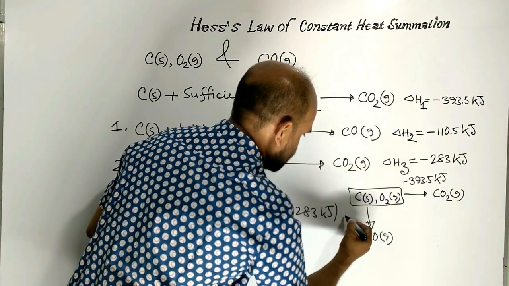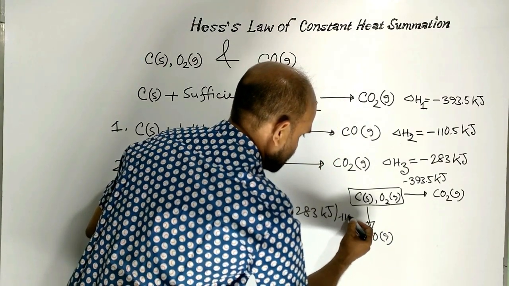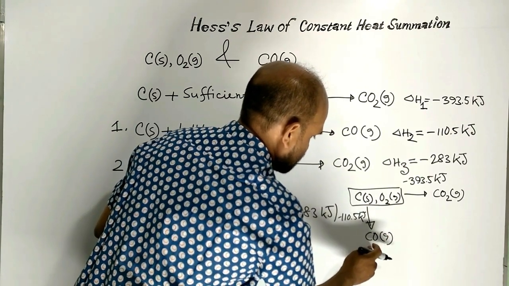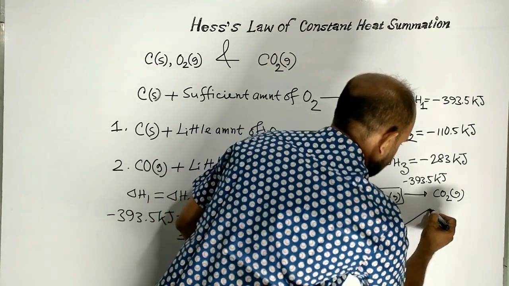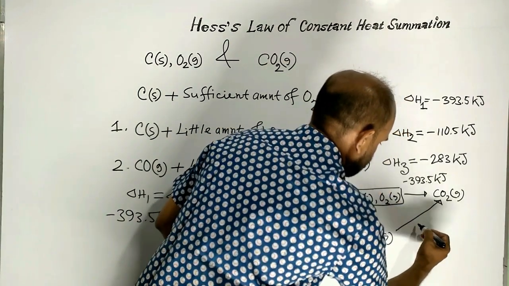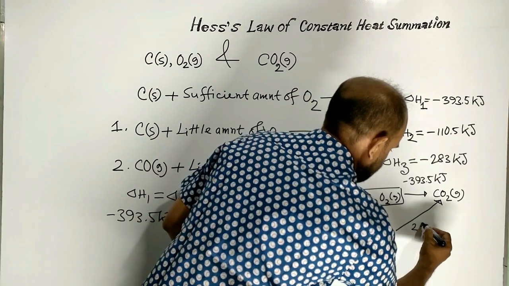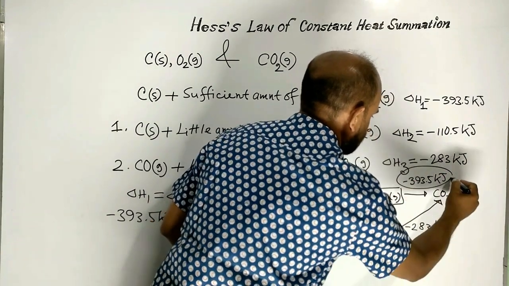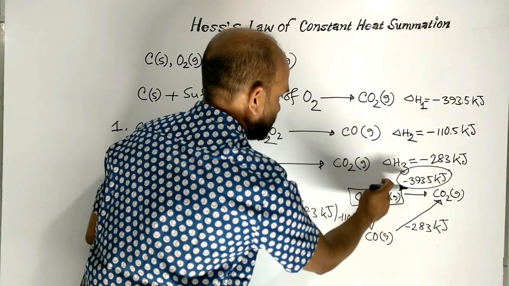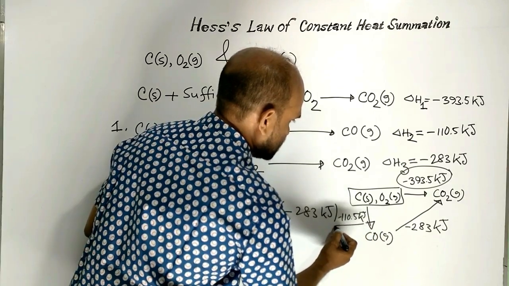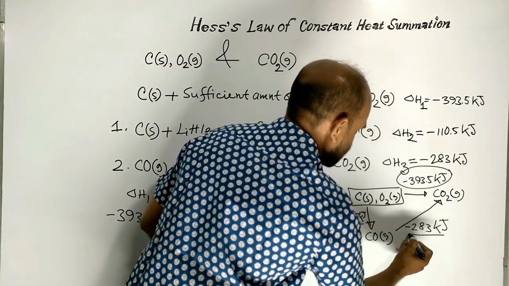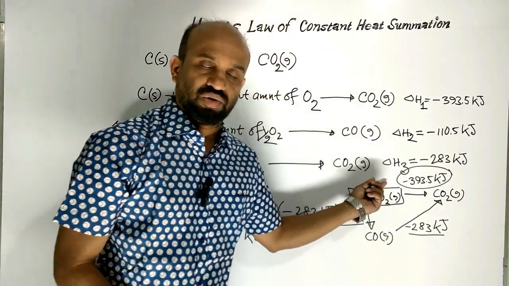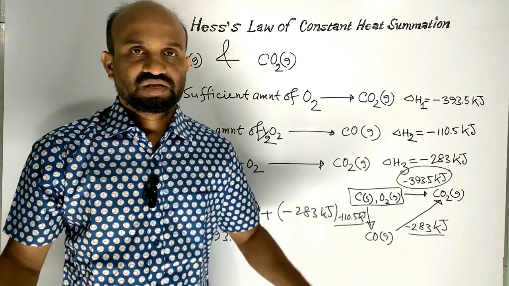Here, heat change is minus 110.5 kilojoule, and then carbon monoxide gas is converted to carbon dioxide gas. In this case, heat change is minus 283 kilojoule. Here, this heat change plus this heat change will be minus 393.5 kilojoule, which supports Hess's law of constant heat summation.